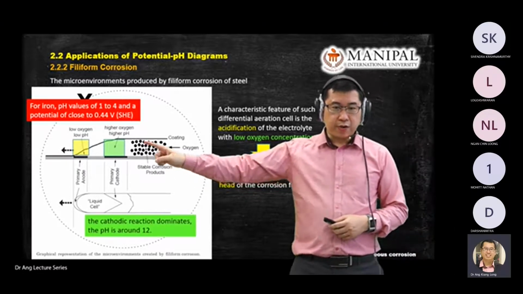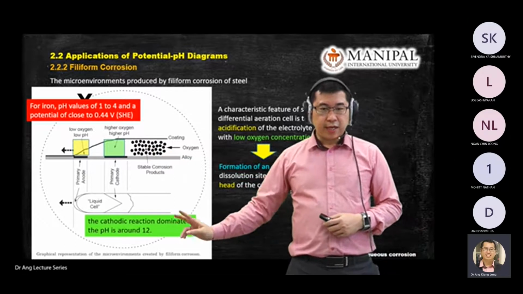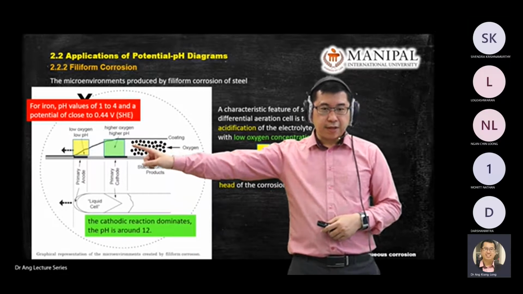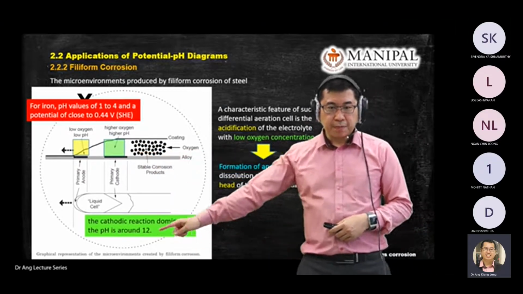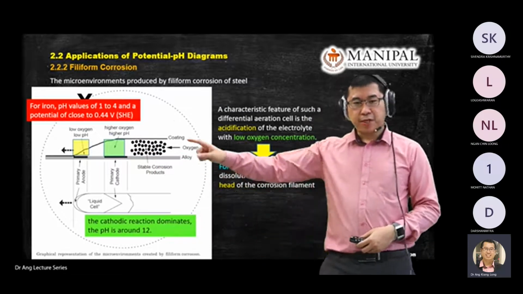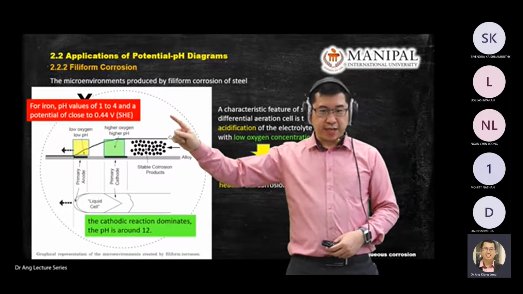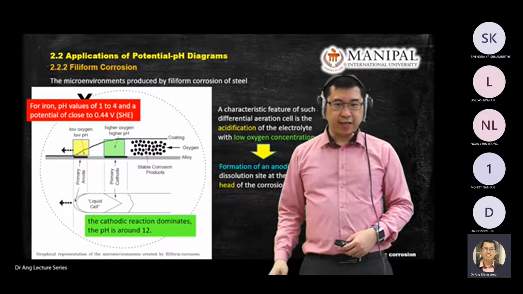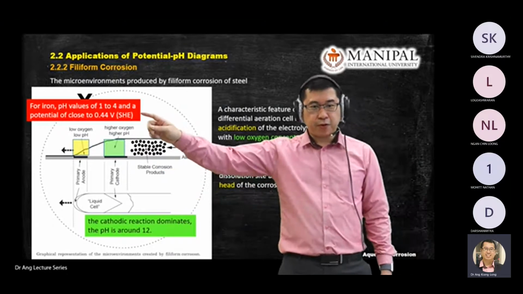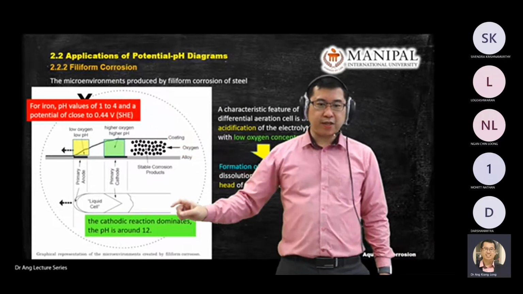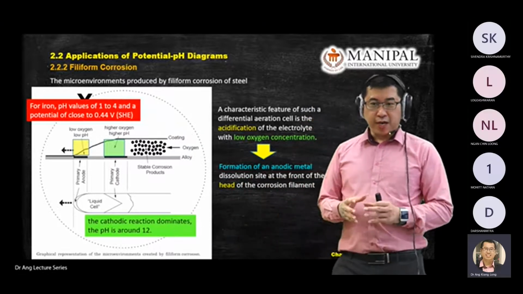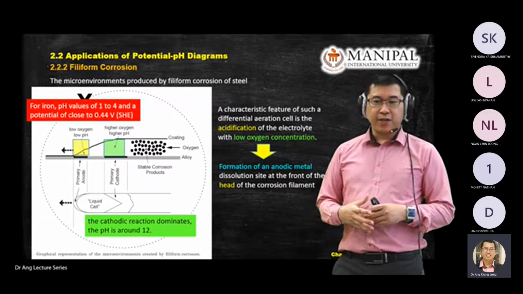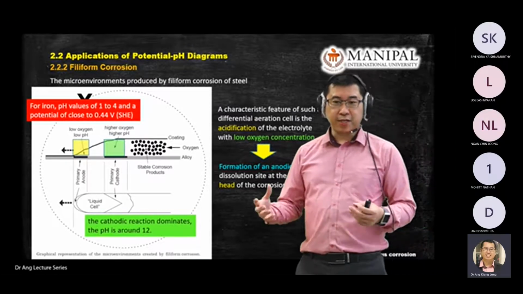And for the green color, they estimate the cathodic reaction at the back of the head there. The pH will be around 12. So can you imagine the drastic difference between the front of the head and the back of the head? It can change from, let's say, pH 4 until 12. So it's quite a big difference in terms of pH. And when you change the pH, different products will form.